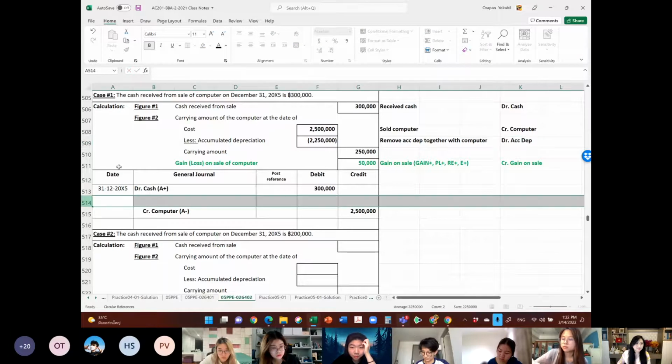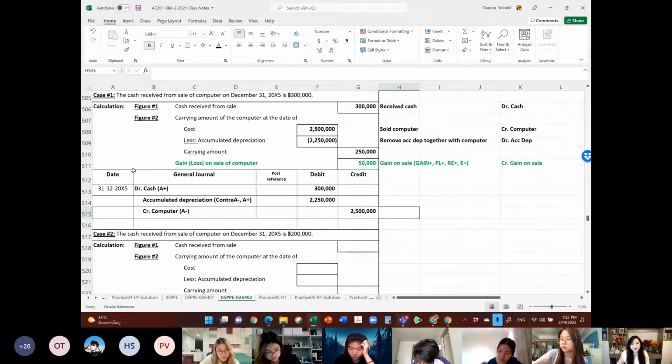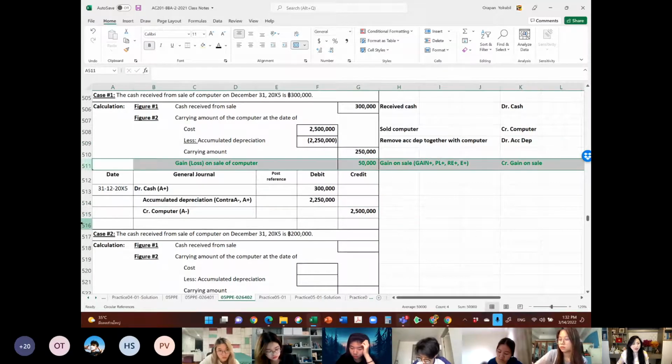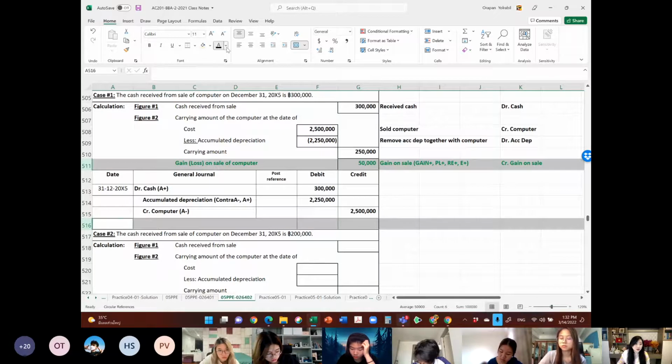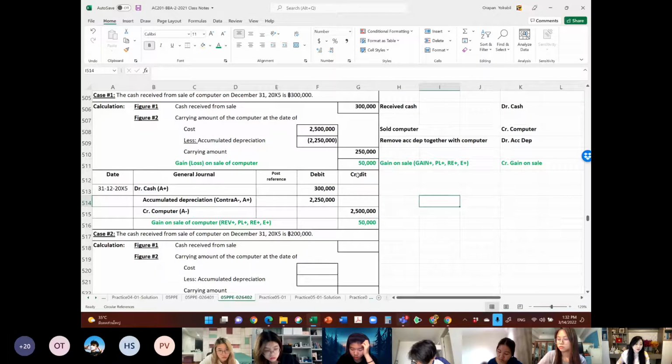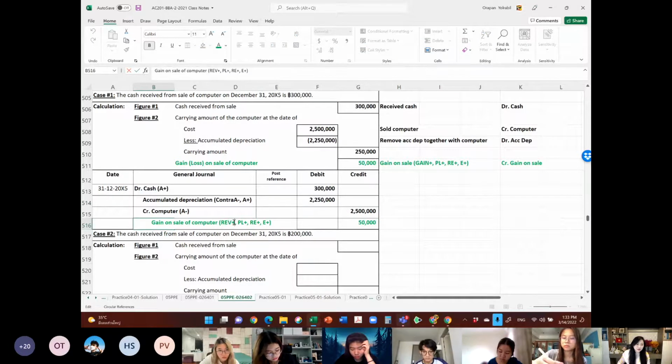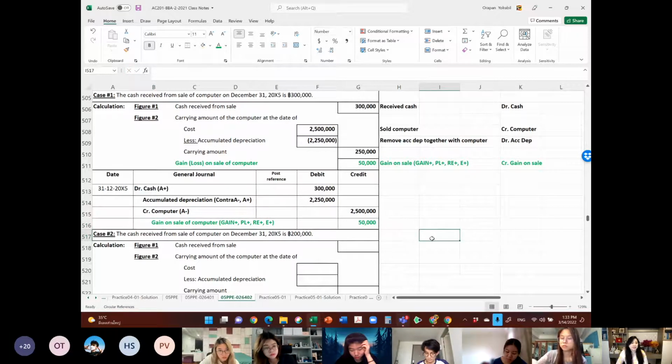So it's here. Now, one last thing, right? We have already analyzed that in this case we have gain. So the gain must be recorded on the credit side, just like the revenue. Gain and the revenues are just the same thing, okay? So this is how you record the transaction.